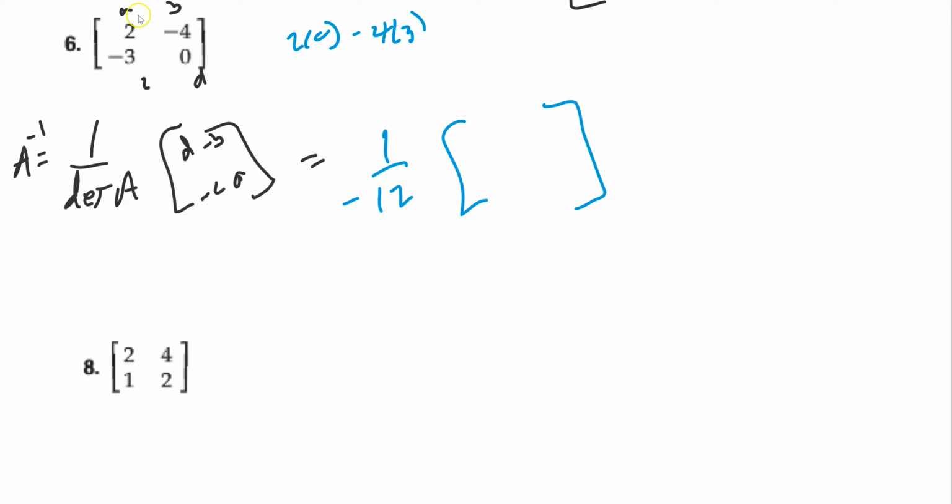Then right here, I'm going to switch these two, so 0, 2. And I'm going to change the sign on those two, so that's 4 and 3. Let's distribute. And I get 0. 4 over 12 is -1/3. 3 over 12 is -1/4. And 2 over 12 is 1/6, so -1/6.